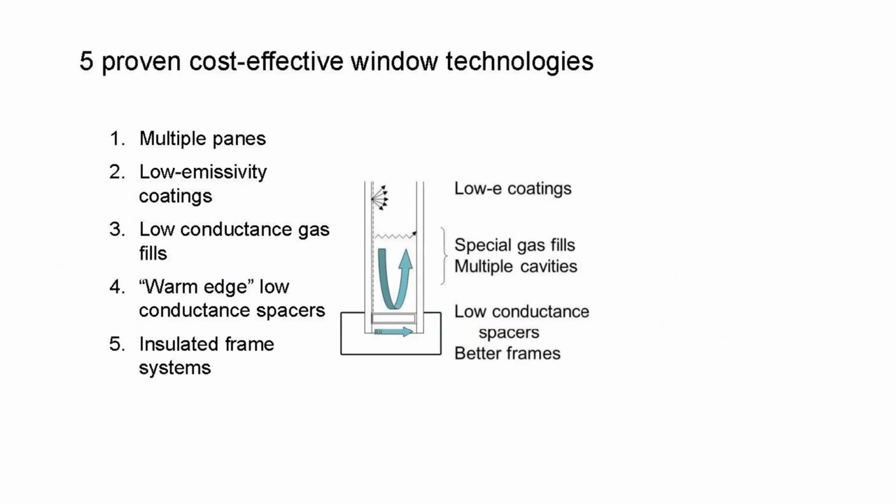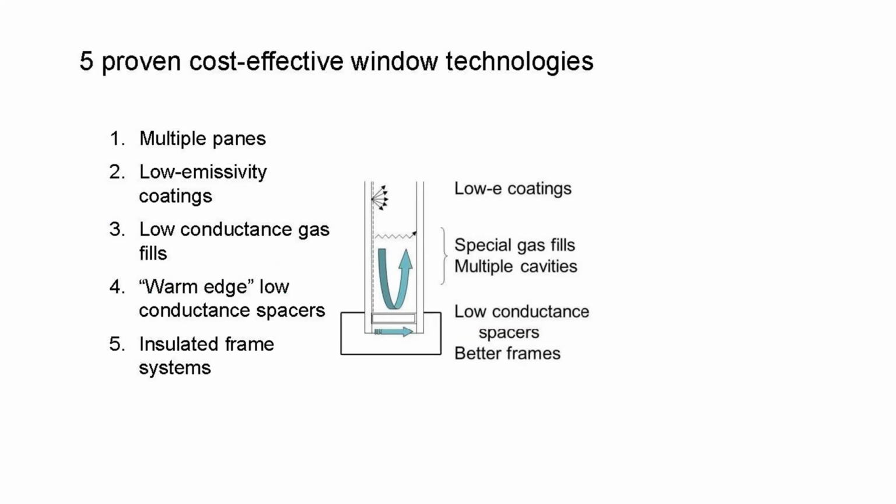So there are 5 cost-effective window technologies that we will describe. First, there's multiple panes. You always want to have at least 2 panes of glass. People have talked about triple and quadruple panes, but that's quite expensive. You have low emissivity coatings. So that was what we were talking about before, low E metallic coatings. Low conductance gas fills. So you'll see gases like argon put in the gap to create another barrier.